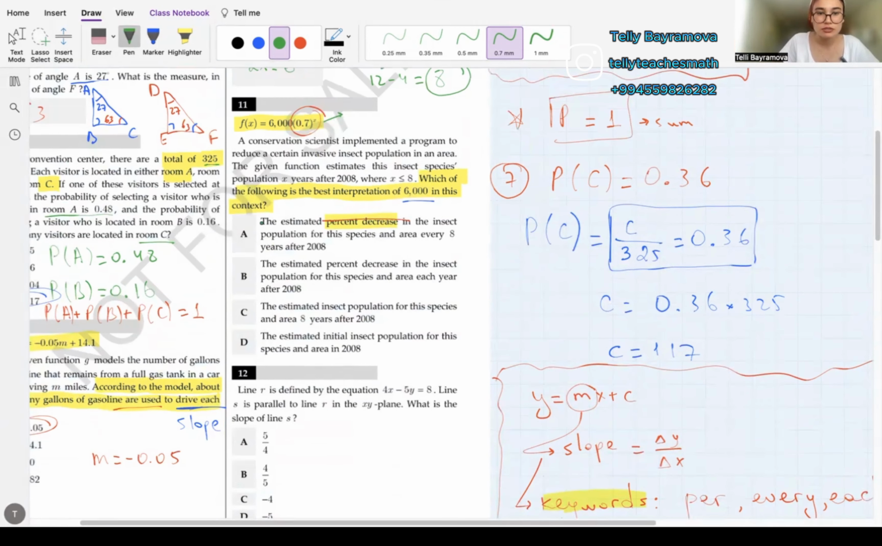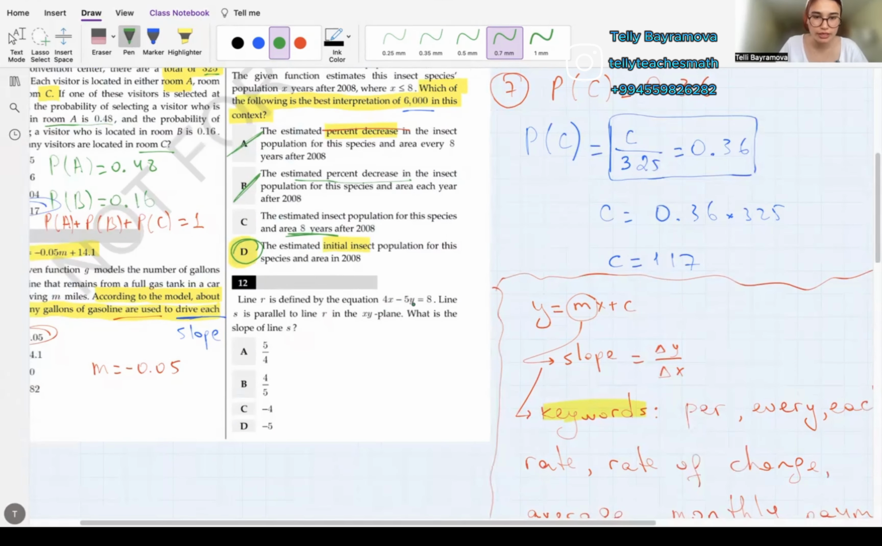So that's why the answer is not A. Estimated percent decrease is not. Estimated insects population for this is over 8 years, but there is no keyword. Look here: the estimated initial, okay, initial. That's why the answer will be D.